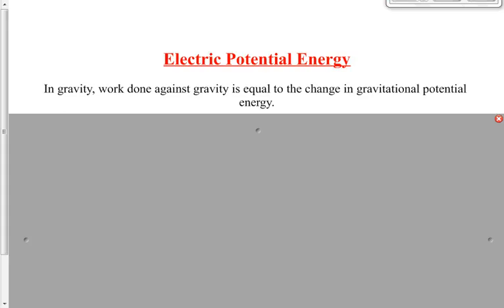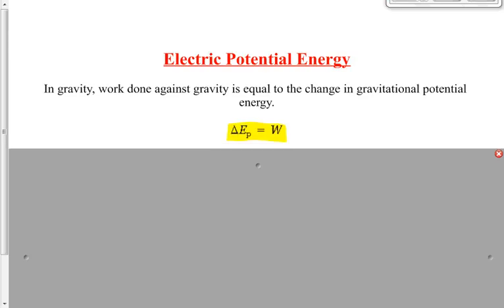So the work done against gravity is equal to the change in gravitational potential energy of the board marker or of whatever it is that's being lifted up. Mathematically, we'd say delta E is equal to W. That's not new. We did that in Physics 20. So why are we talking about this right now in Physics 30? Well, for the same reason we talked about Newton's law of universal gravitation when we introduced Coulomb's law. There's a lot of similarities between gravity and electricity.